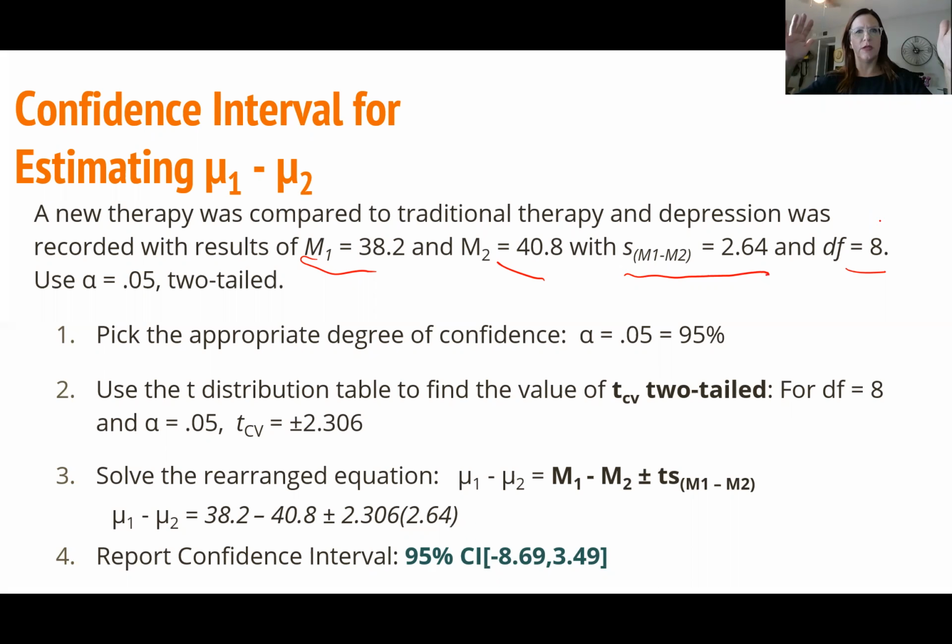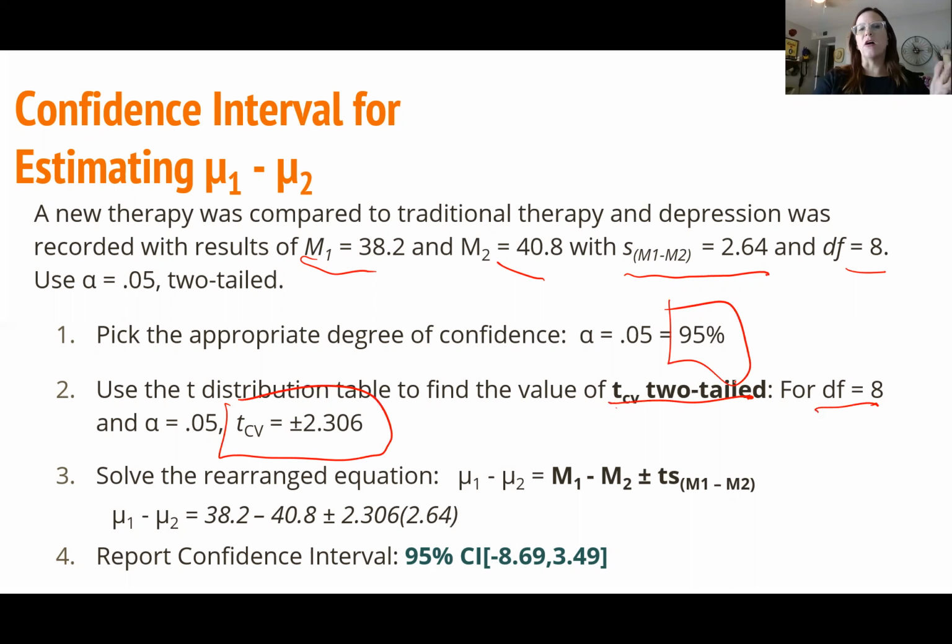two tails. So that means we actually have to go back and look up a new critical value for two tails. So if we look up degrees of freedom of 8, and we look in the two-tail column, our critical value for the confidence interval is 2.306. So that correlates with a 95% confidence interval.